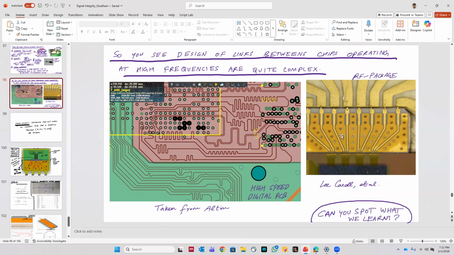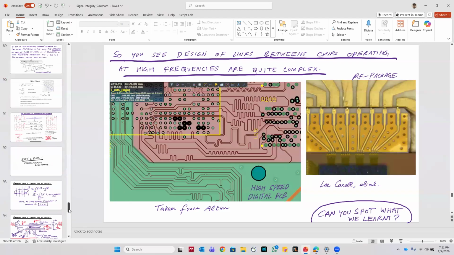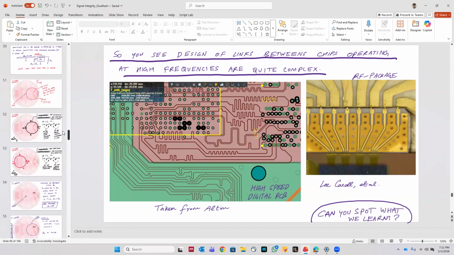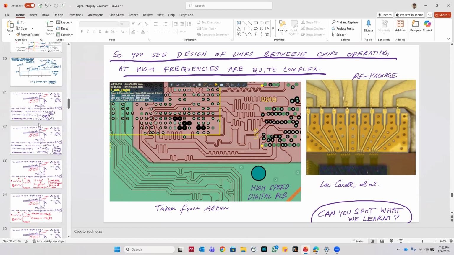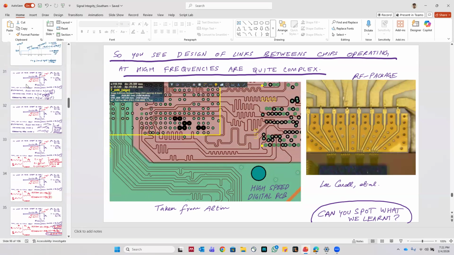Hey Gautam, are you going to cover lumped elements as well, like physically putting a device like a capacitor or resistor? Yeah, I am going to cover that, but that's going to take some explanation.